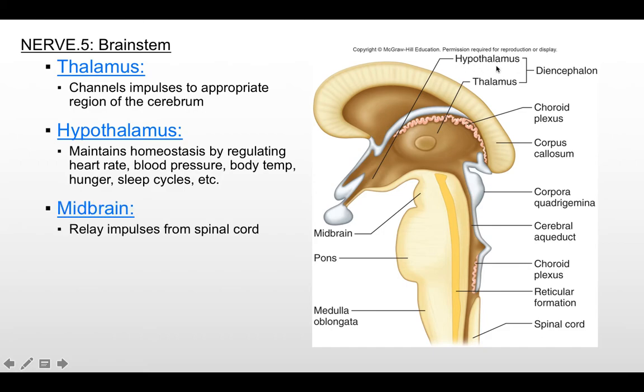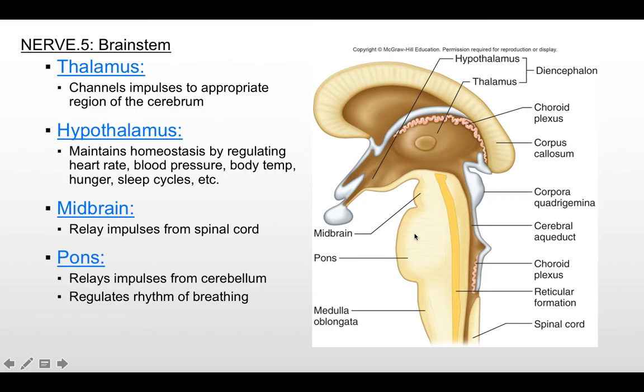The midbrain also relays messages just like the thalamus does, but it's just from the spinal cord to the thalamus. The pons, same thing, but it mostly relays impulses from the cerebellum, so that coordination and balance piece comes in here. And it also regulates the rhythm of your breathing. So something you can do unconsciously, does not require higher order thinking.